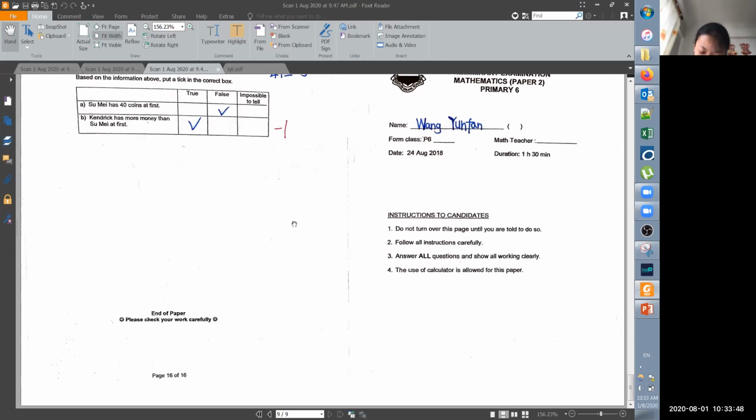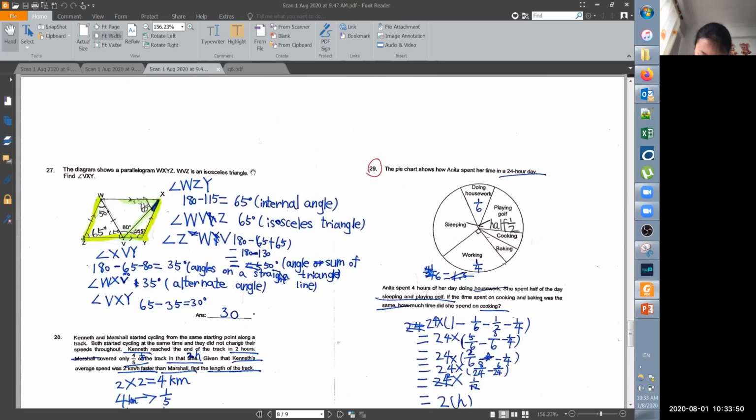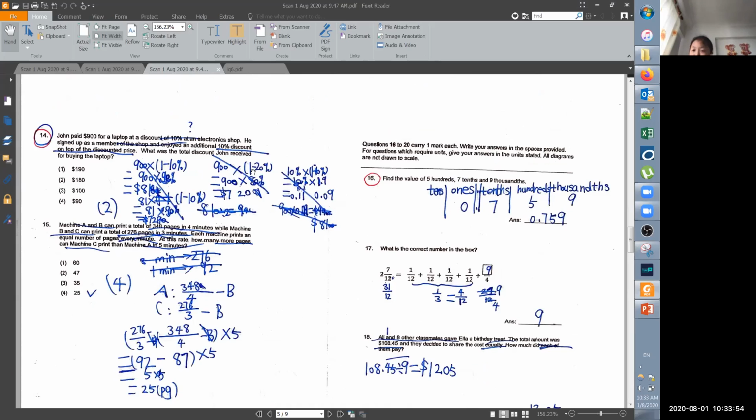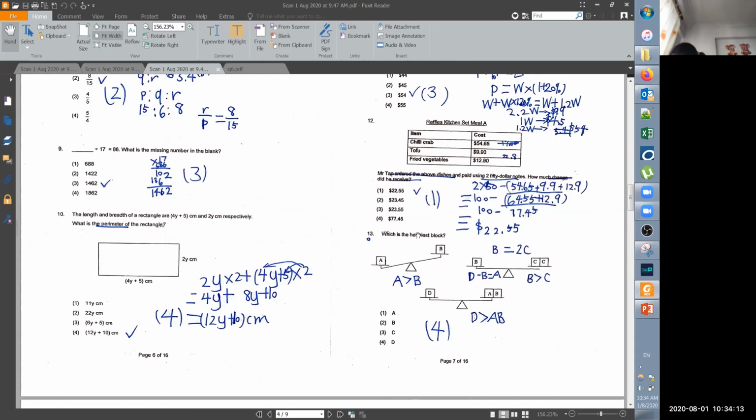Next. Okay, no more next already for this paper one. For this paper, I see you have a lot of very, very unfortunate and careless mistakes. So mistakes like 16. Clearly your hundreds here shouldn't be placed in the middle of tens and thousands. It should be in front of tens. That's your first careless mistake.